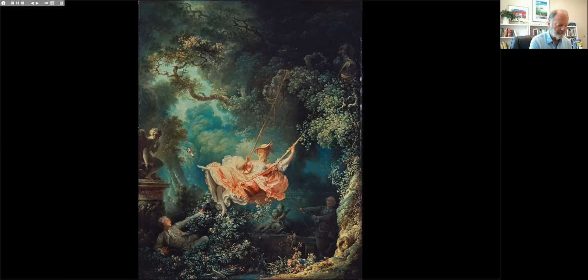Fragonard developed a style of loose brushwork and buoyant curvilinear shapes, as we see in this work, which is entitled The Swing, or sometimes The Happy Accidents of the Swing, and it dates to 1776. This is an easel painting of modest size, about a yard square, a yard high and a yard wide.